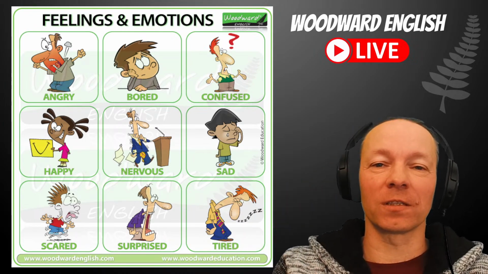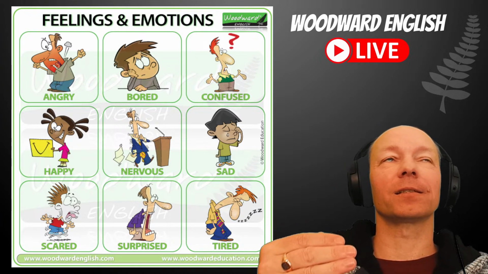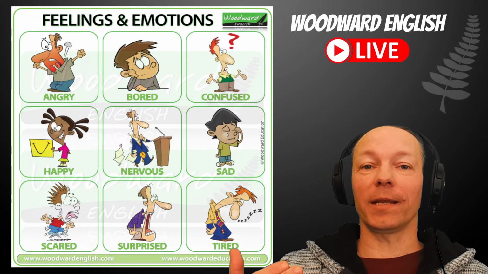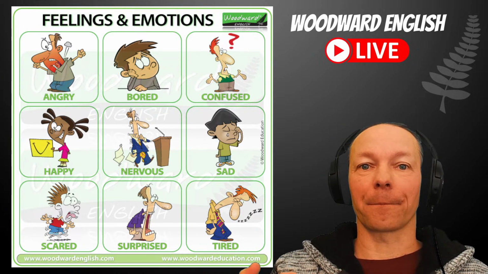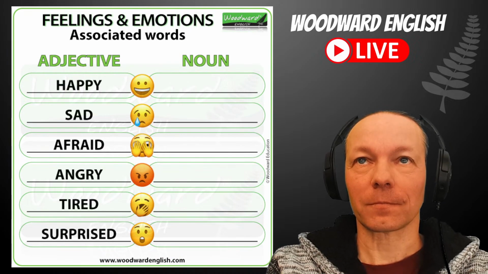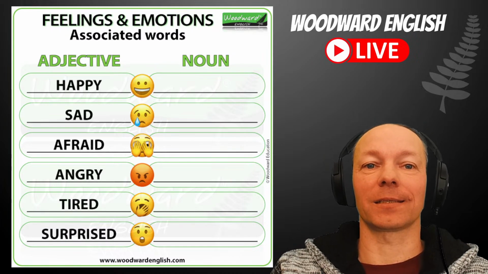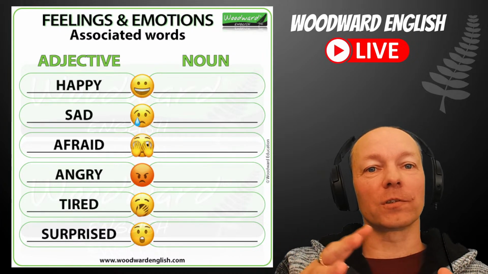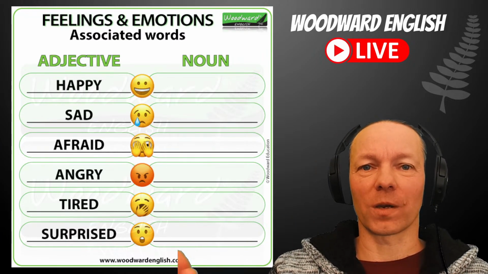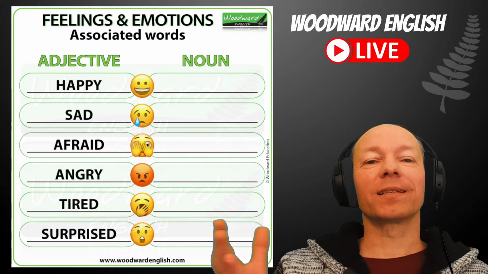But something important to do when you're learning new vocabulary is to learn words and phrases associated with the new word that you're learning. And you know that we have mentioned adjectives. Here we have the adjectives happy, sad, afraid, angry, tired, and surprised. So when you're learning new vocabulary, it's good to ask, what is the noun form of this? What is a noun? It's like the name of something. So if I say I am happy, happy is an adjective.